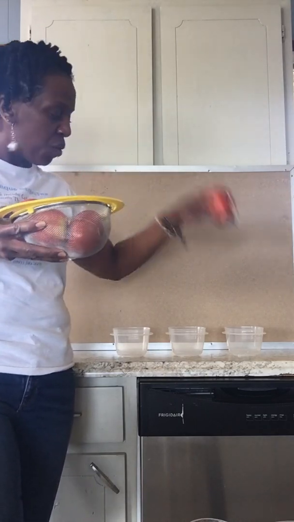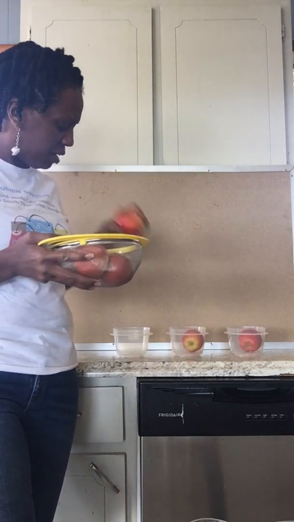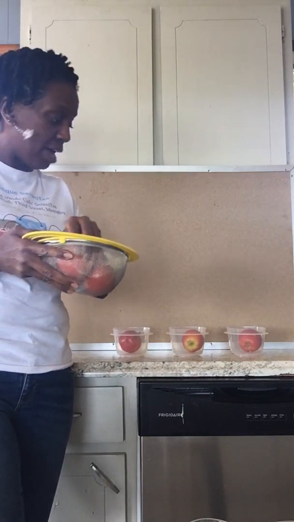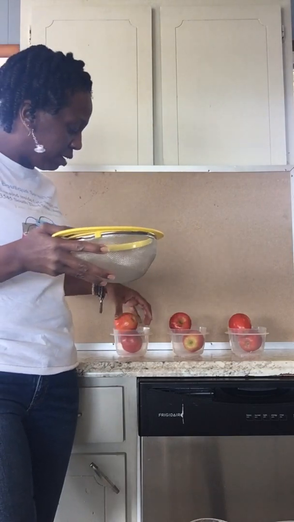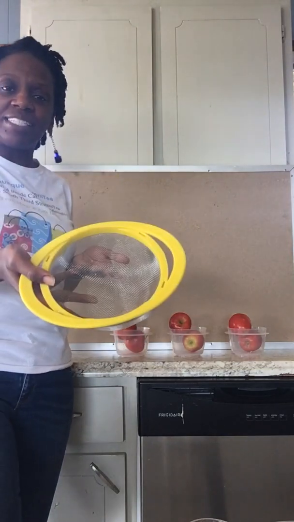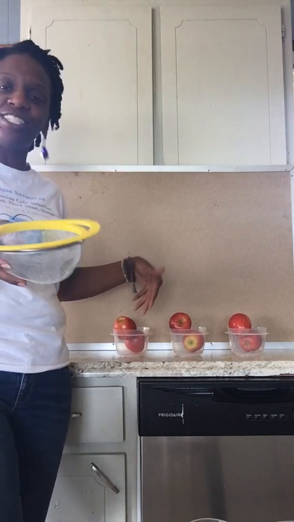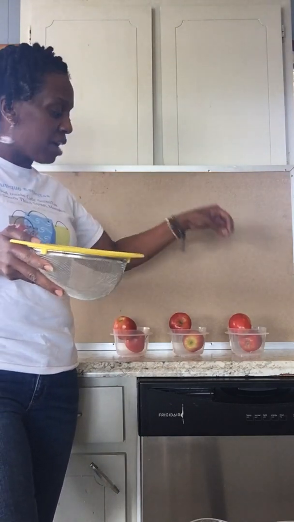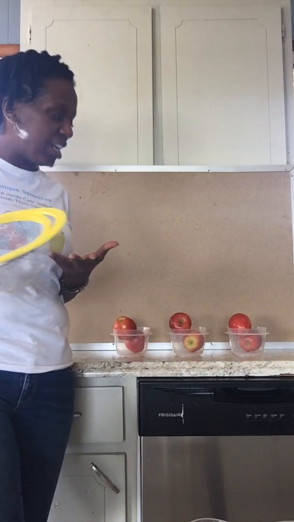Okay, 6 apples. Well, let's start with the first one. I can put one over there, one over here, and one over here. I notice I still have 3 apples left, so I'll put another one here, another one here, and another one here. It looks like with my 6 apples and my 3 containers, I had 2 apples inside each. So if I have 3 containers and 6 apples, I can put 2 apples inside each container and it comes out equally.